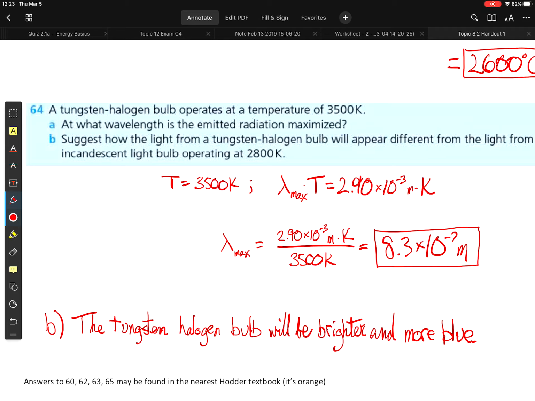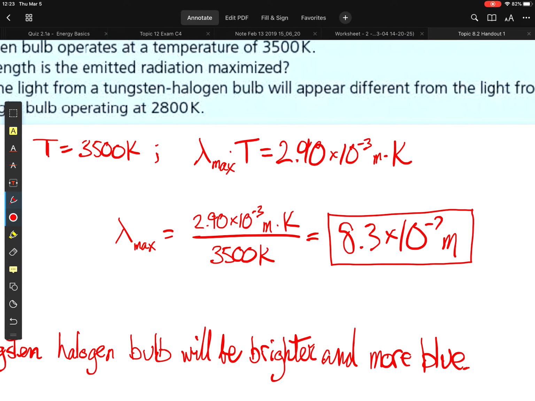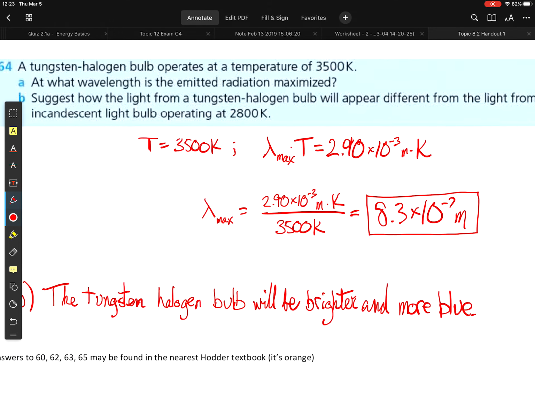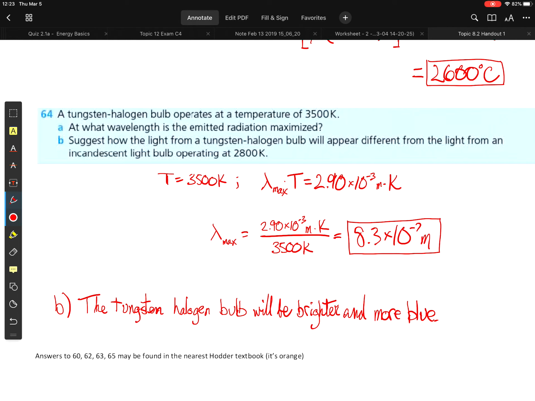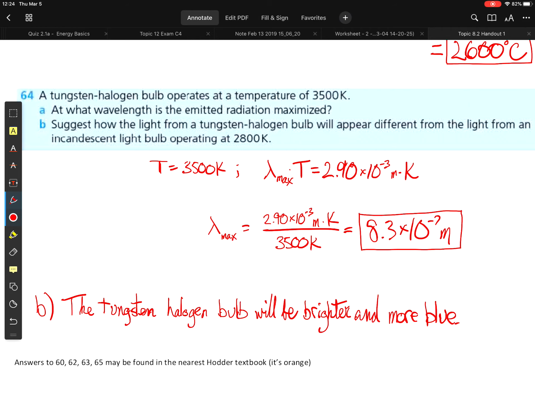Okay, 64. We're given a temperature and we're asked to find the wavelength of the emitted radiation. So this is a very straightforward application of Wien's Law, not really much worth commenting on here. Part B, if you increase the temperature, or decrease, in this case, the temperature, here decreasing the temperature will be a kind of redder bulb, I guess you would call it. In this case, by increasing the temperature, it's more blue.